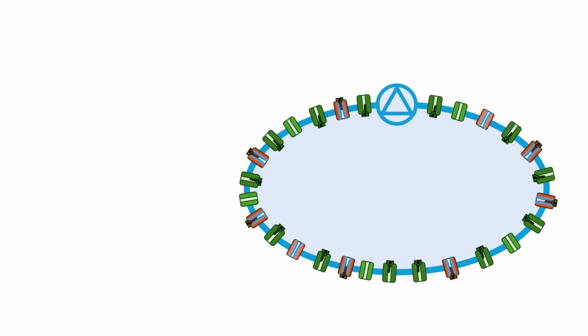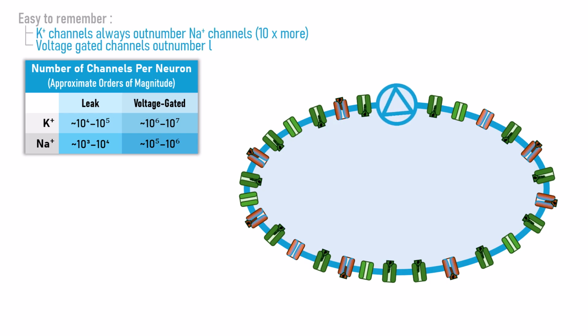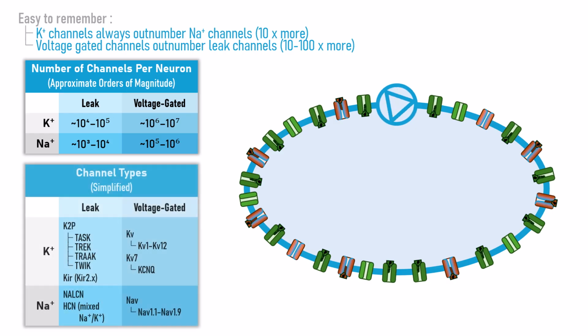Finally, let's mention there are more voltage-gated channels, millions of them per neuron, than leak channels that number in tens of thousands. This sometimes surprises people because sodium currents feel big and fast. But in terms of actual channel count, potassium outnumbers sodium voltage-gated channels by a large margin, about 10 times more. Same goes for leak channels. There are more potassium leak channels, simply because even a small sodium leak needs to be countered by a larger potassium leak. Also, potassium leak channels come in many subtypes, while sodium leak channels are largely just one type.